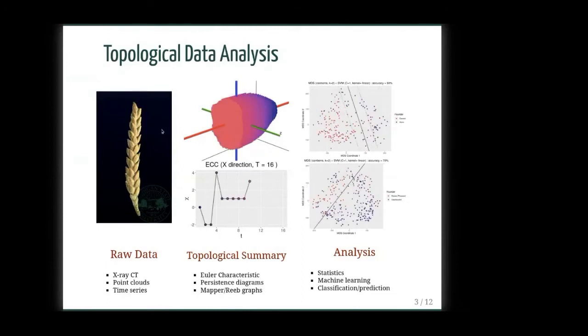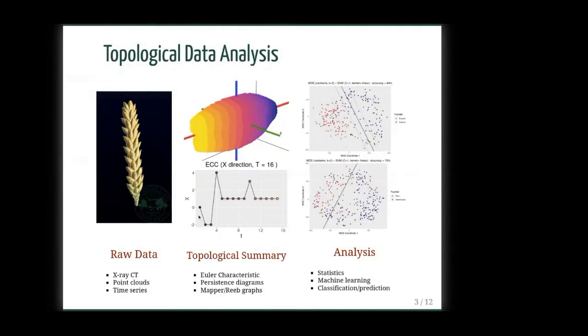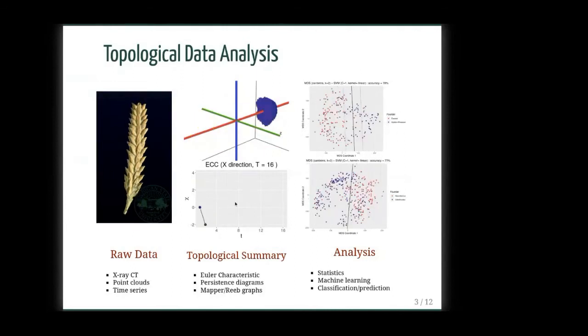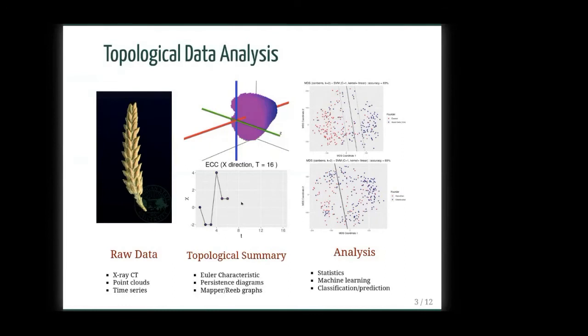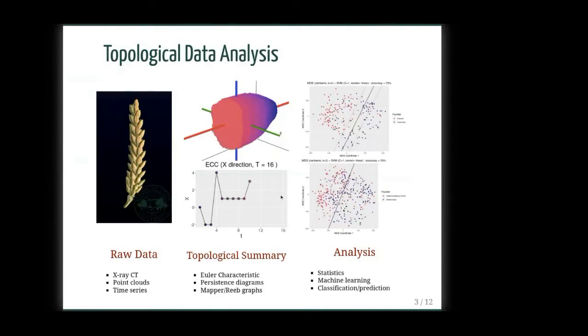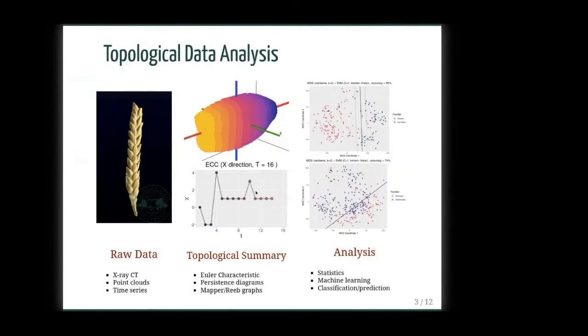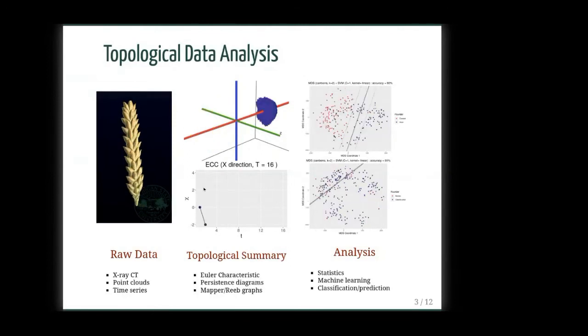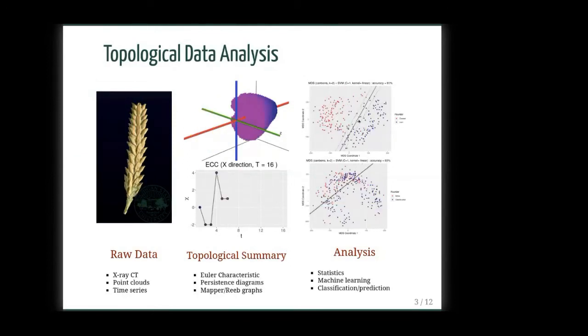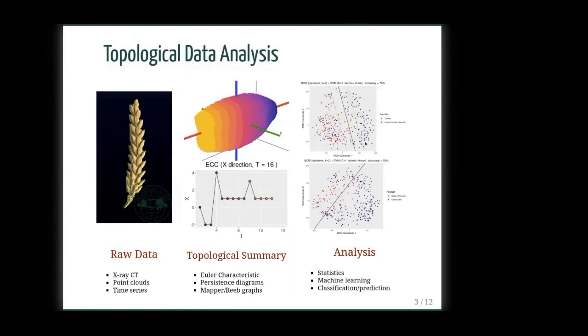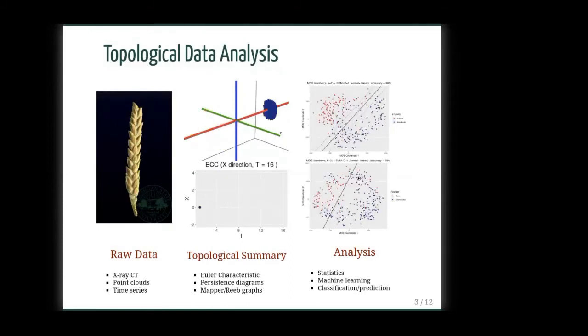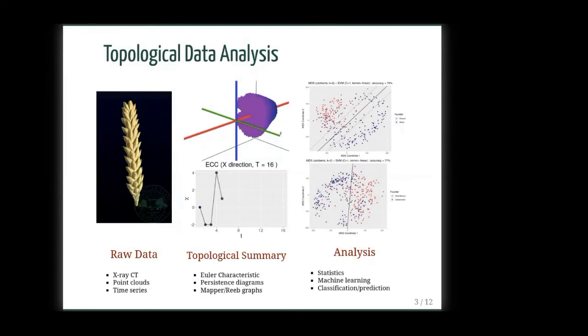So TDA goes from that squishy term of shape into a series of numbers, as you see in the middle column. I'll explain a bit more on how we go from shape to numbers. And the point is that once TDA helps us convert shape to numbers, in the third column you see that we are able to do basic statistics and machine learning with those numbers.